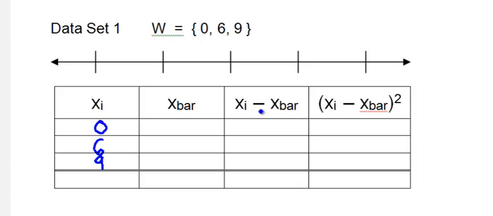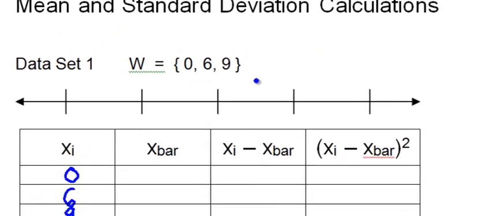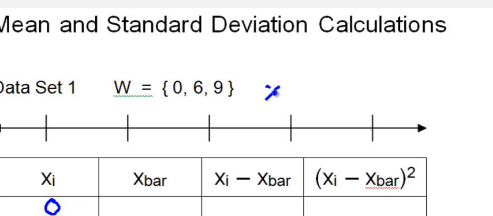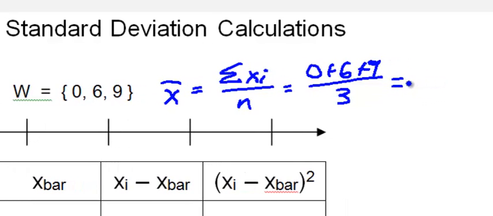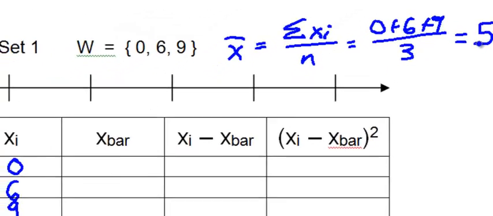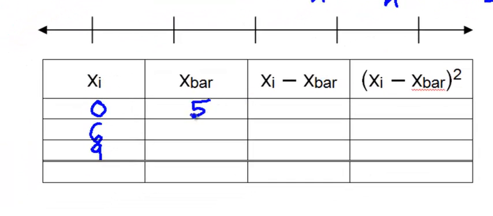So to calculate the mean, which we denote x bar because this is a sample, if you recall, x bar is the sum of the x's divided by how many we have. And in this case we have 0, a 6, and a 9, and then we divide that by 3 because it's 3 values. 0 plus 6 plus 9 is 15. 15 divided by 3 is 5. So x bar is 5.